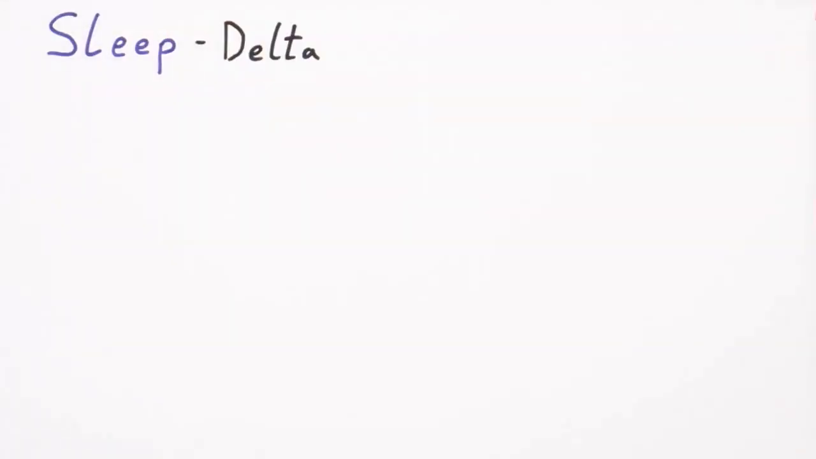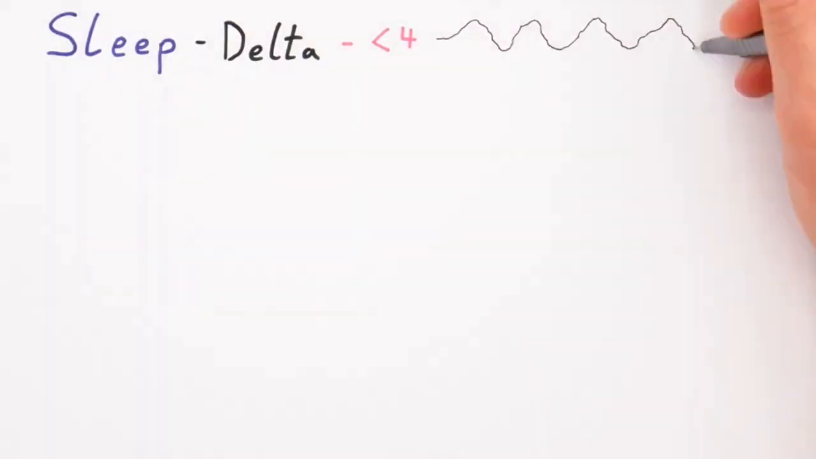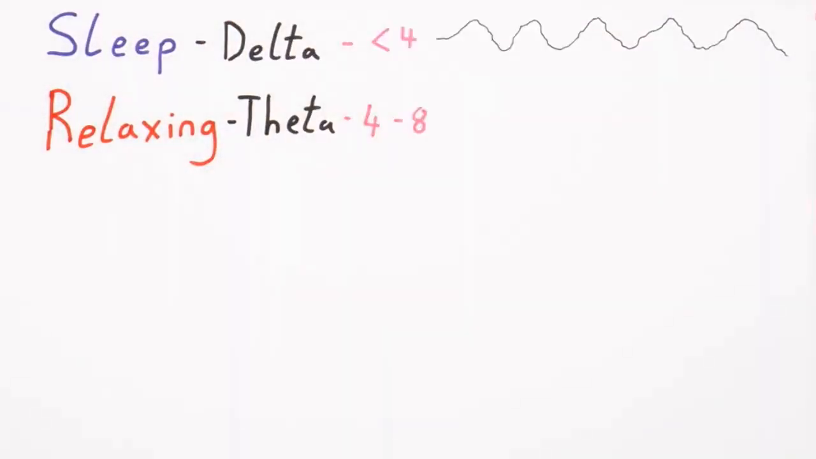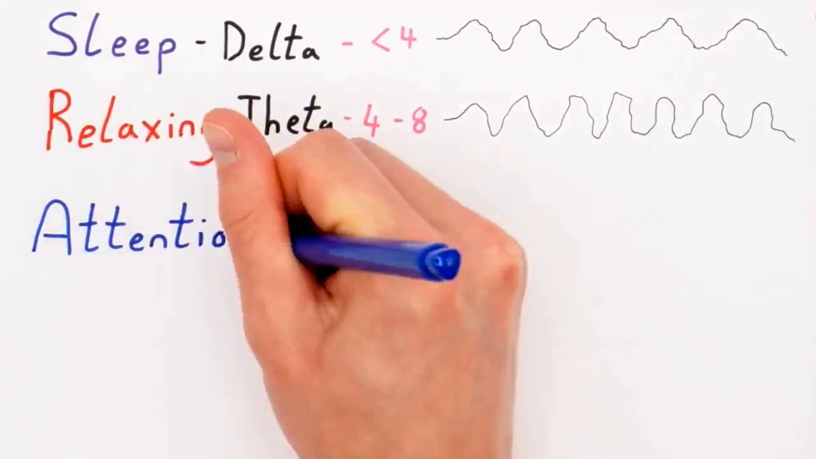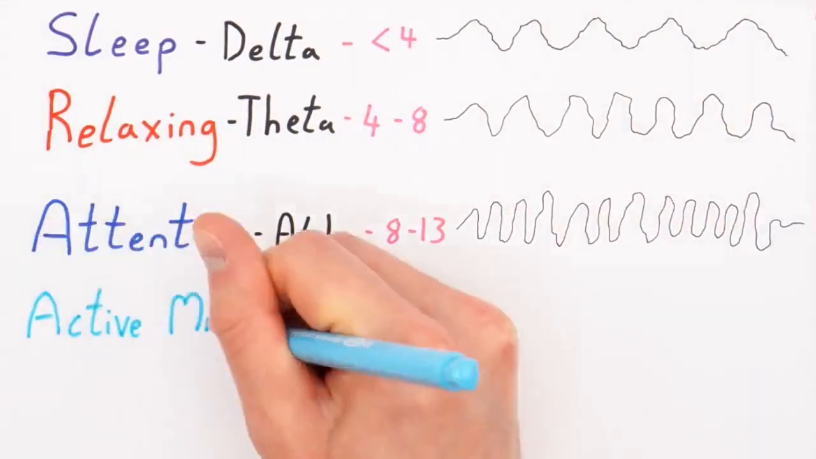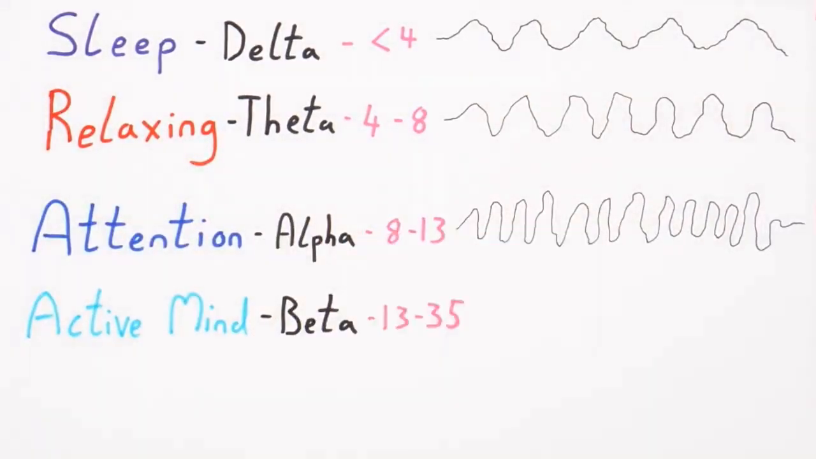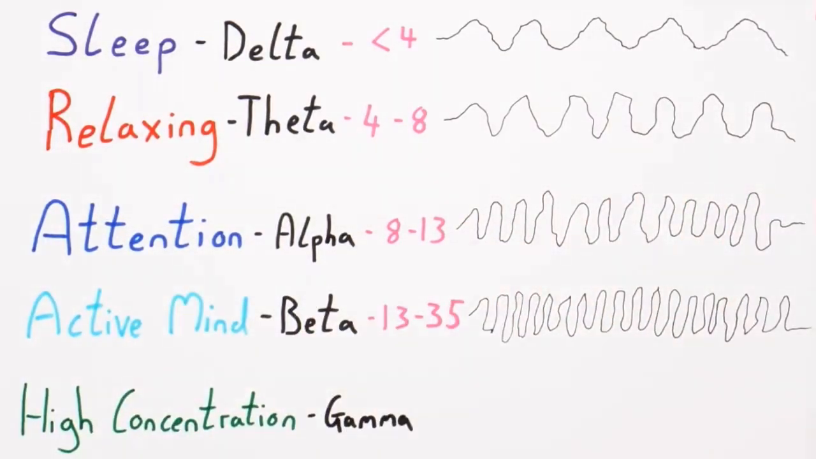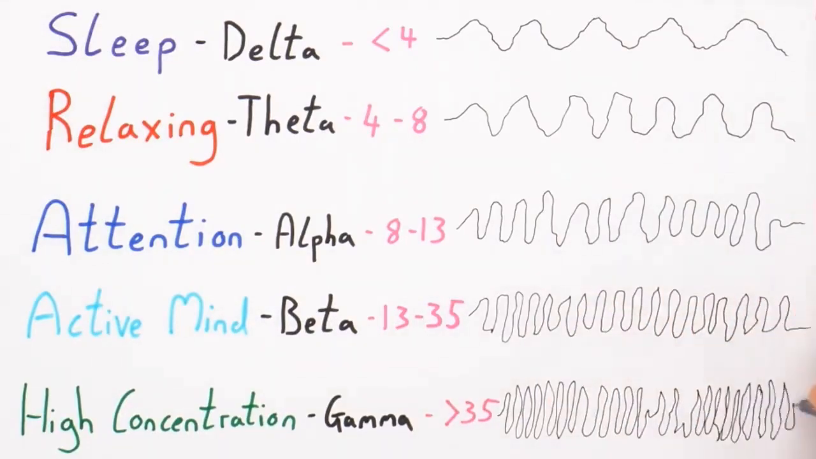EEG patterns are commonly described in terms of the frequency of the signal with 5 key bands. Sleep produces delta waves, which have a frequency of up to 4 Hz. Deep relaxation produces theta waves, which fall between 4 and 8 Hz. Passive attention creates alpha waves, which are between 8 and 13 Hz. An active mind shows beta waves, which are 13 to 35 Hz. And high concentration or problem solving can produce gamma waves above 35 Hz.